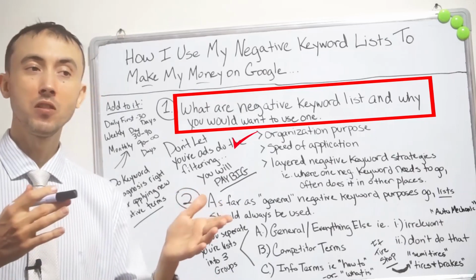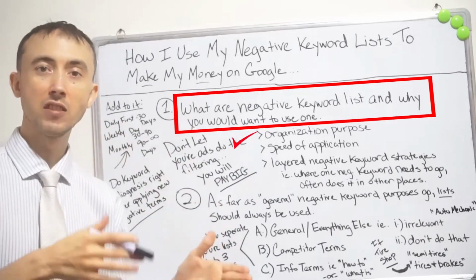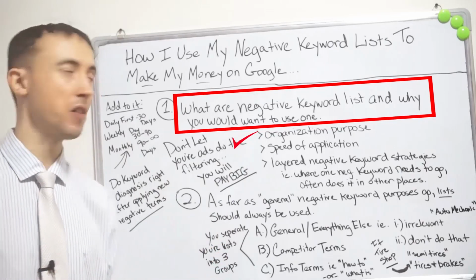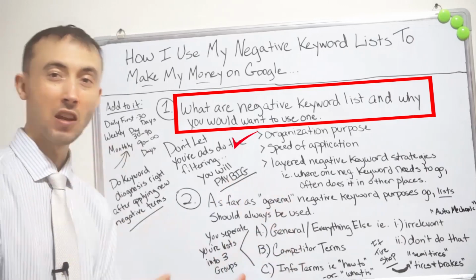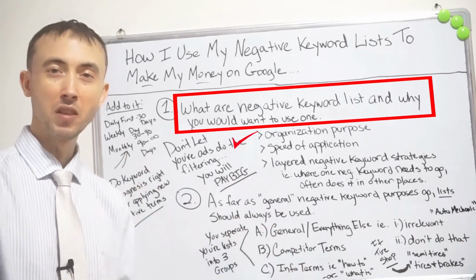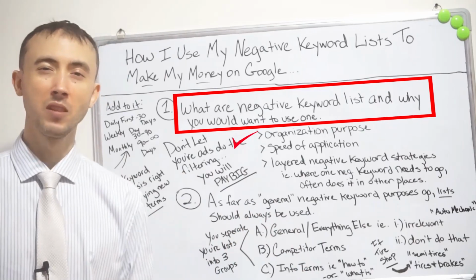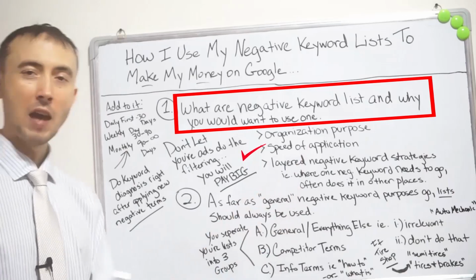Over time, good people that make a lot of money on Google ads, they'll have thousands of negative keywords. So putting them all in one big list, or not using lists at all, gets to be real cumbersome in terms of how to manage all that long term. So this helps you keep track of it. Of course, the second one is speed of application.